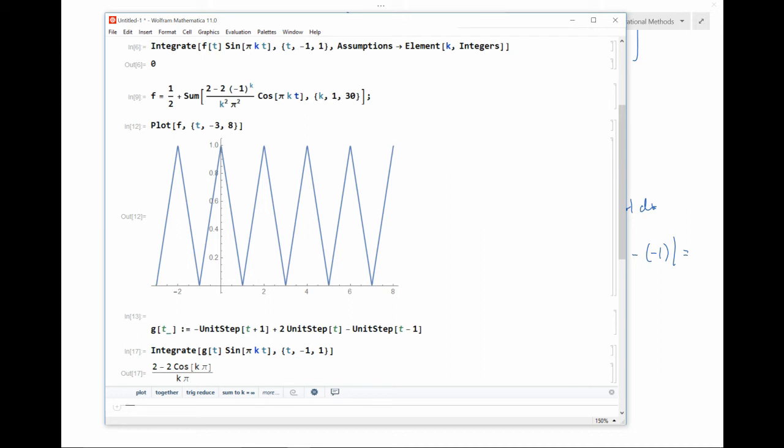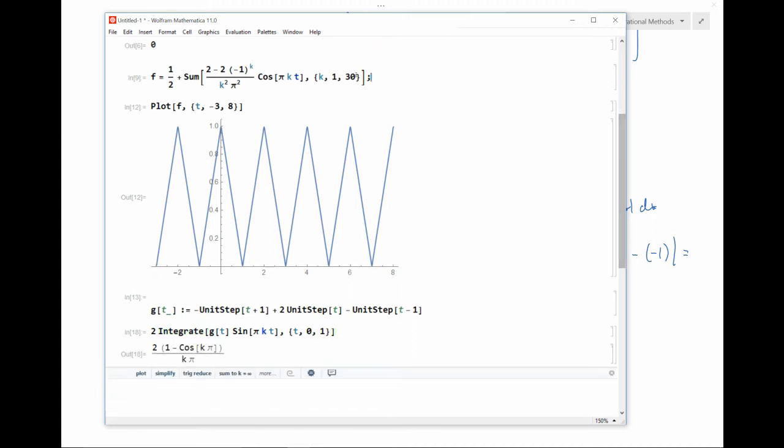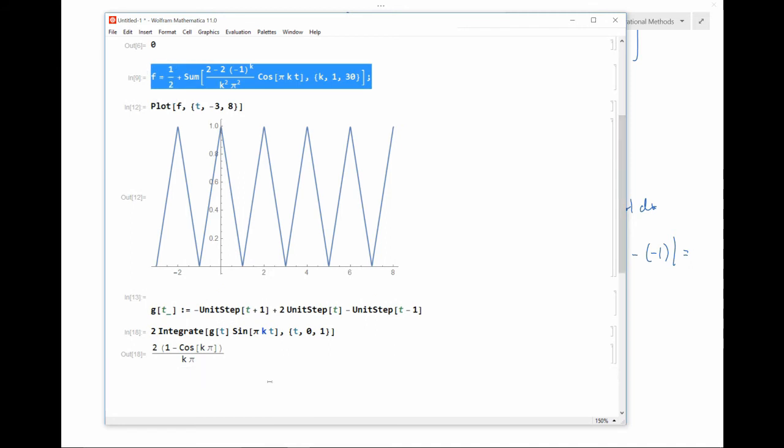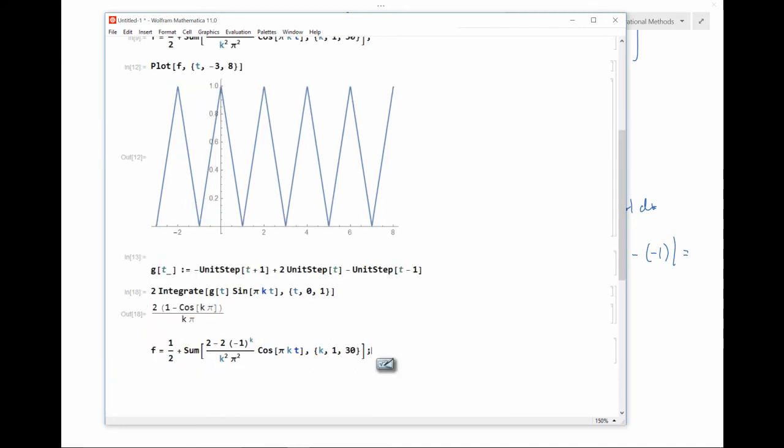So what if I try to do two integrals from 0 to 1? Again, it's exactly the answer I've got. So now all I need to do is to reconstruct my function. This time the coefficient a0 is 0. And I get 2 minus 2 times negative 1 to the power k. That's still the same, except that we have k pi in the bottom, and only the sine functions are actually playing the role.